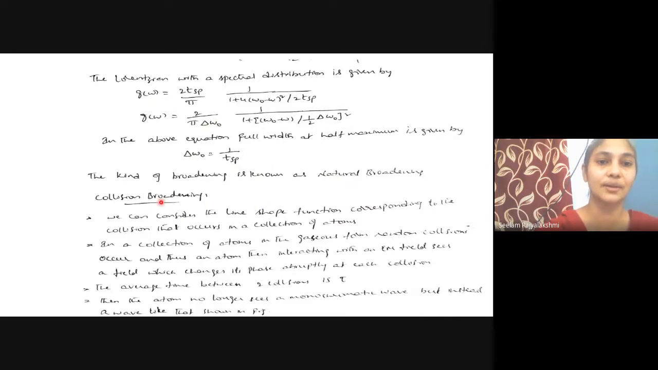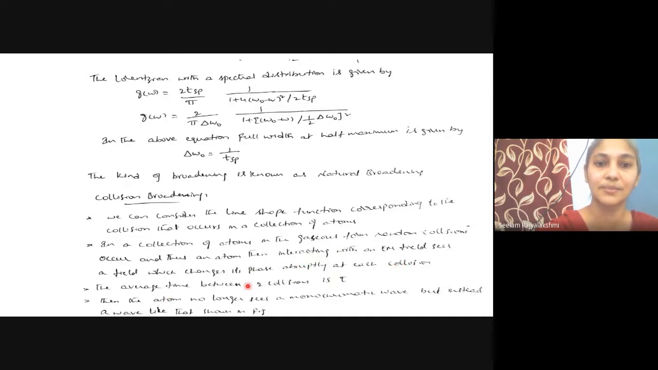Now let us see the collision broadening. Collision broadening can be obtained due to the collisions of atoms. If we consider a collection of atoms in gaseous form, random collisions occur, and an atom interacting with the electromagnetic field sees a field which changes its phase abruptly at each collision. A sudden change in the phase is obtained at each collision.